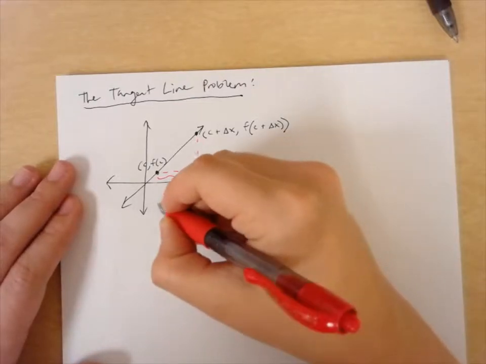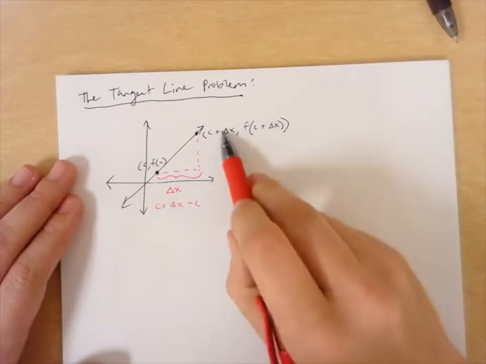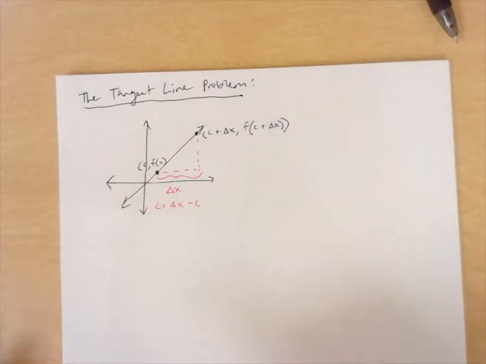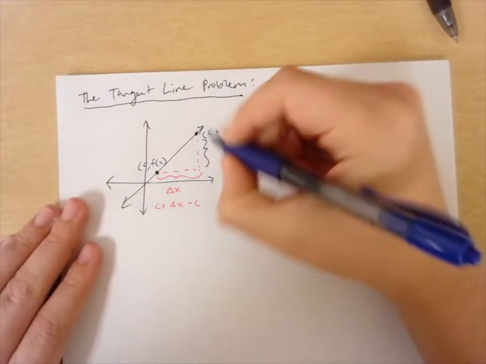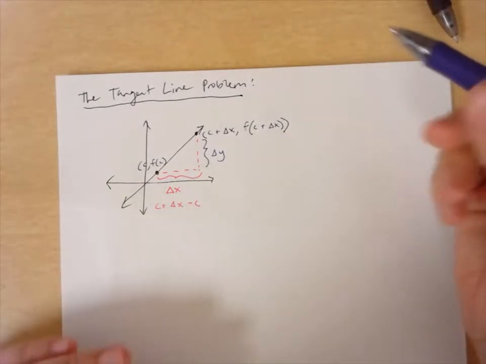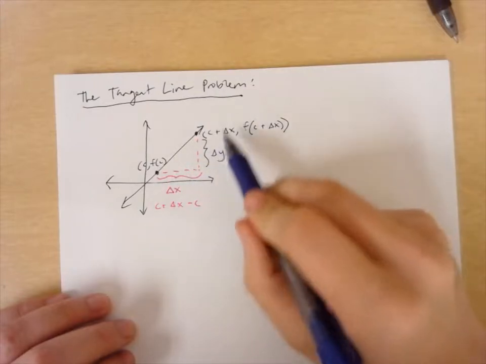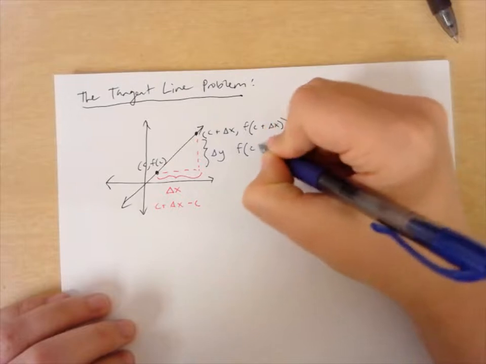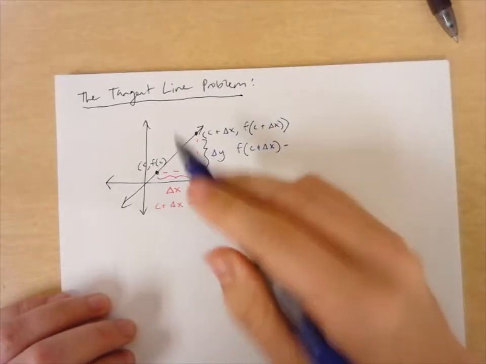or c plus the change in x minus c, right? The c plus change in x minus our original c. These two are equivalent statements. We call our change in y something sort of similar, right? We use the same sort of information here. The change in y is this value, f of c plus the change in x, minus this y value, f of c.